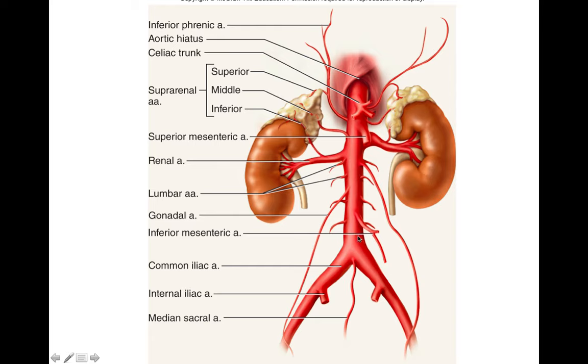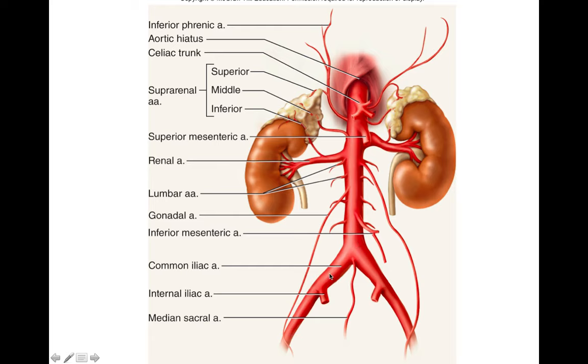As we get to the bottom, you can see the bifurcation of the aorta, which is just a fancy word for split. So the aorta divides right here, and it becomes the right and left common iliac artery. So here's the right, and here is the left.